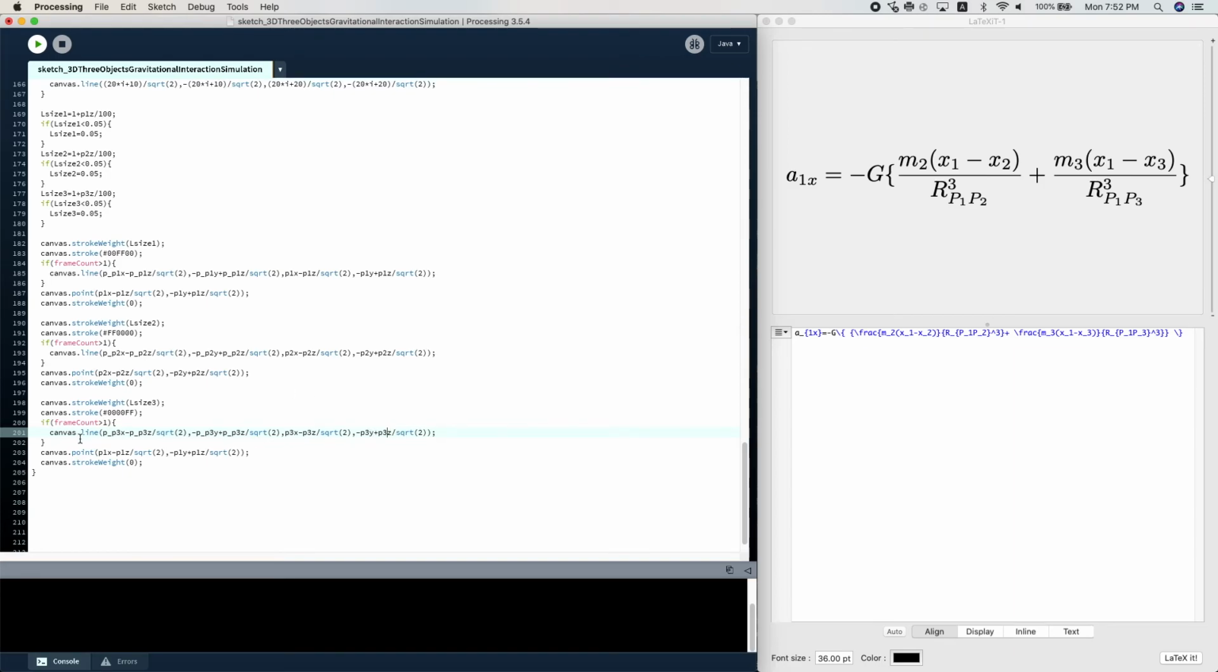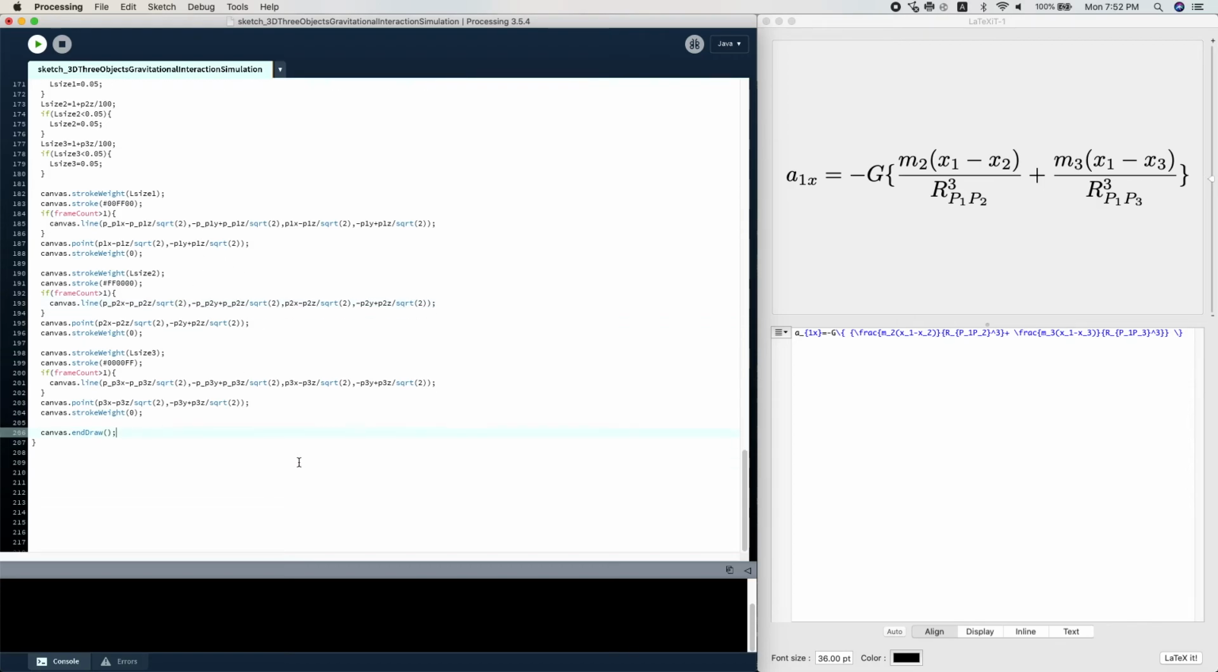So we're dealing with the coordinates of object 3, and we do the same thing here. Yeah, that looks about right. And now we're just going to say end draw. But we still haven't defined what our previous values of these coordinates are. So we're just going to say P1x previous is P1x.